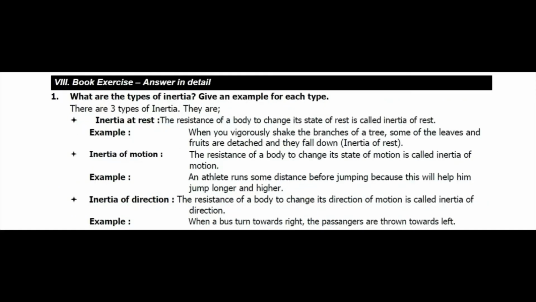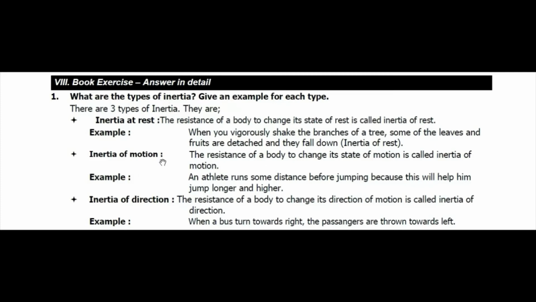Next, we'll see answer in detail. First question. What are the types of inertia? Give an example for each type. There are three types of inertia. First one, inertia of rest. The resistance of a body to change its state of rest is called inertia of rest. Example: when you vigorously shake the branches of a tree, some of the leaves and fruits are detached and they fall down.